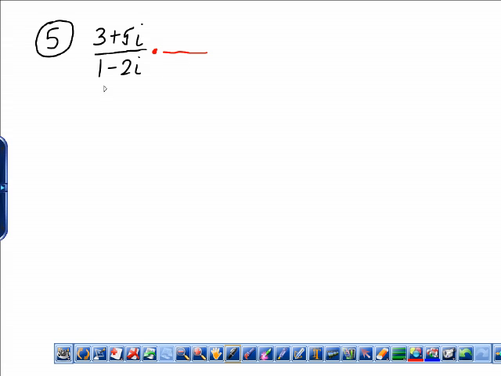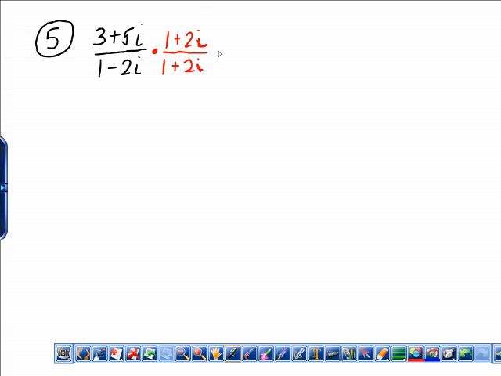using a very similar technique we used in trigonometry. We're going to multiply by the conjugate of the denominator. Now remember, the conjugate of a binomial is the exact same binomial, but with the sign of the middle term switched. So instead of 1 minus 2i, I'm going to multiply by 1 plus 2i. And I have to do that to the numerator and the denominator.